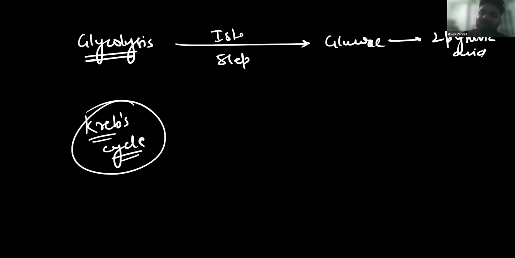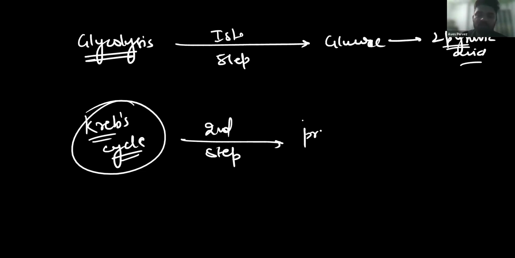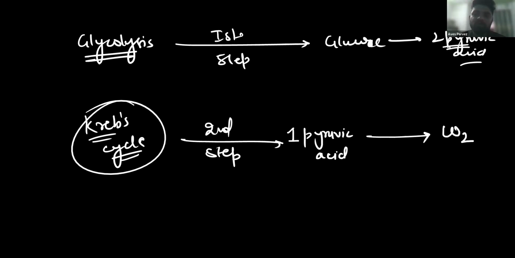Okay, so what is happening in the Krebs cycle? This is the second step. In this second step of the Krebs cycle, pyruvic acid is converted into carbon dioxide. One molecule of pyruvic acid is going to give you 3 molecules of carbon dioxide, if I'm writing this equation. And this step requires oxygen.